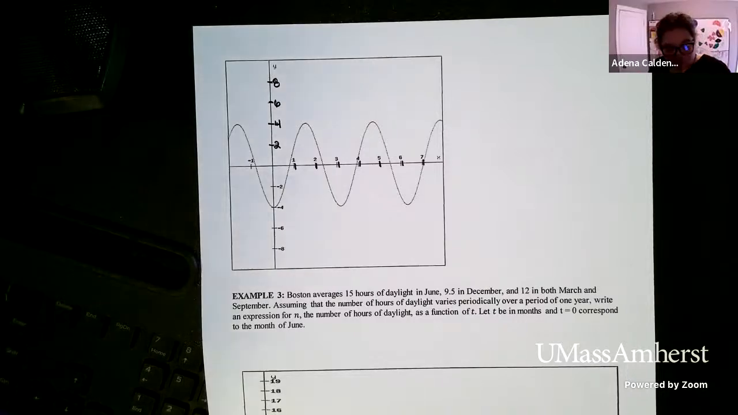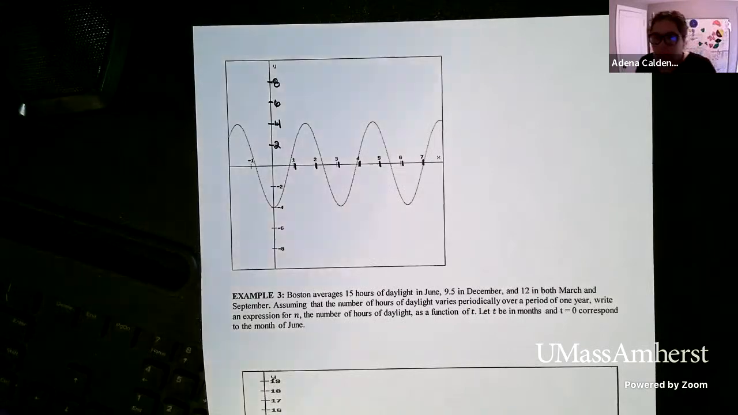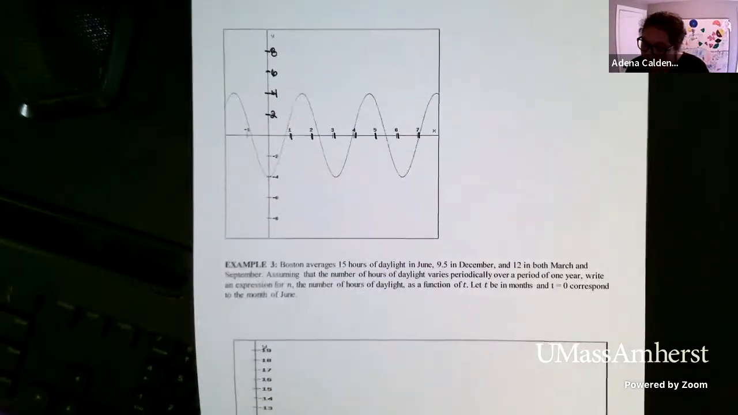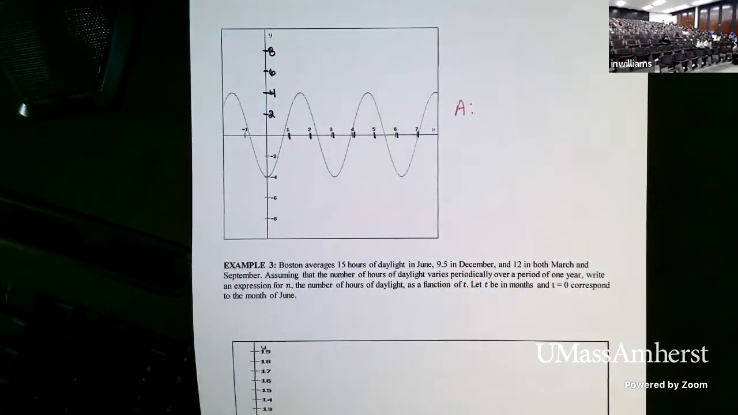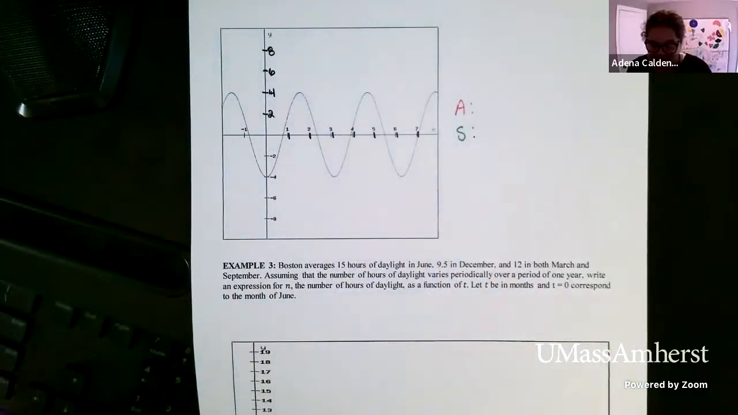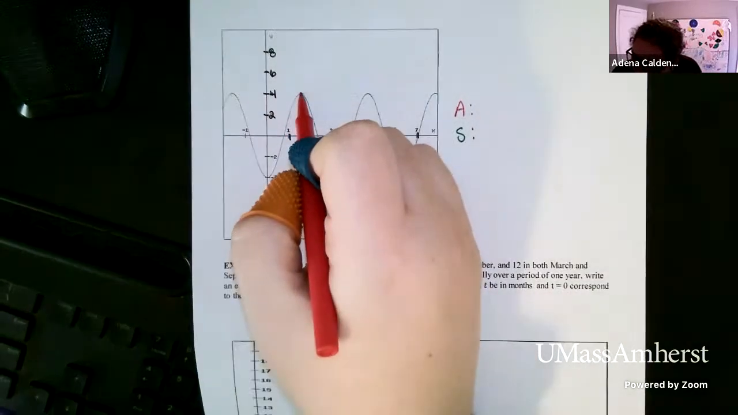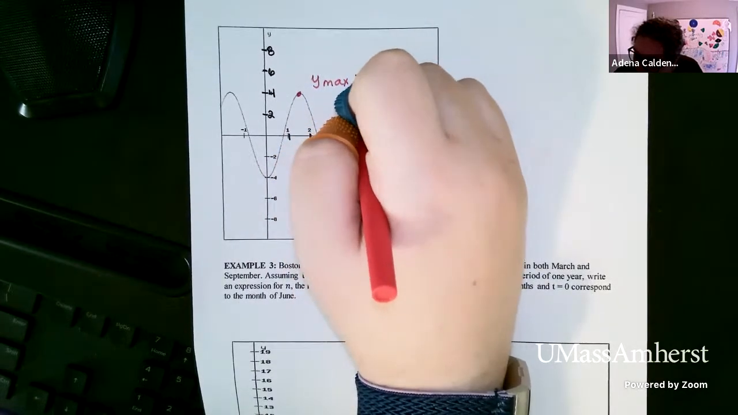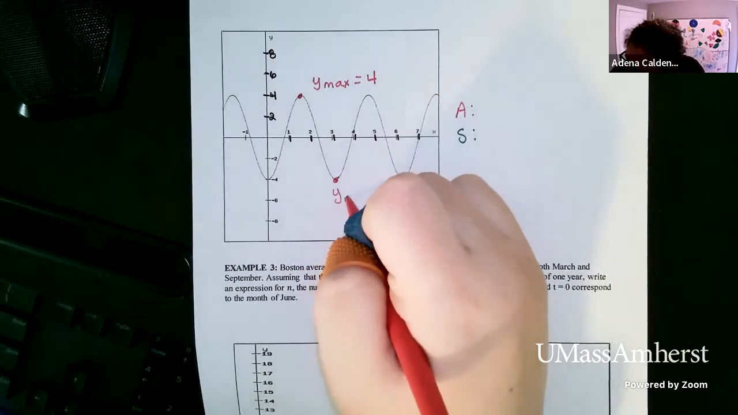Okay. So hopefully now that we've done 2, this one went okay. So let's see what we can come up with here. Starting with the amplitude and the vertical shift, let's see what we can come up with for our y max and our y min values. So it looks like here that our y max is going to be 4. And our y min is going to be -4.